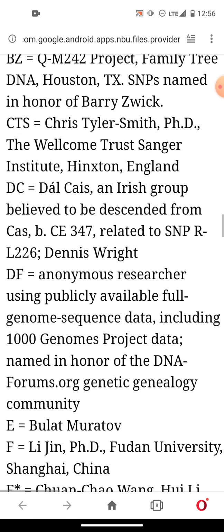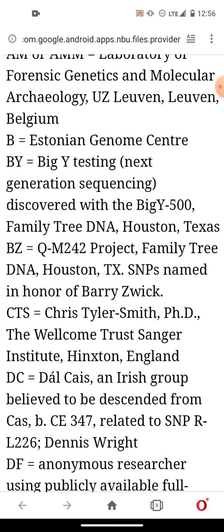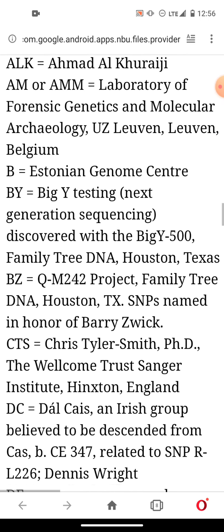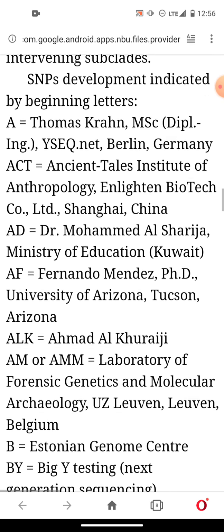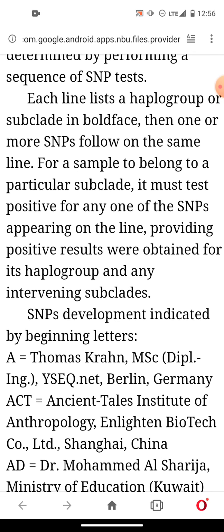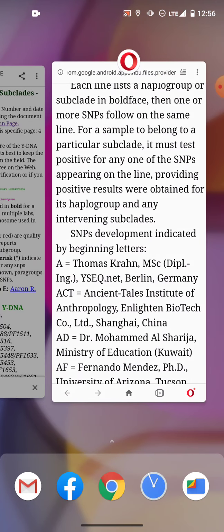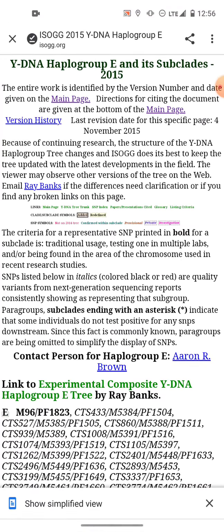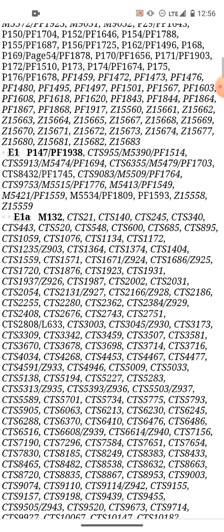So I continue to scroll up, and CTS is also another common lab, and we are almost done. Okay, we're done. So now we move on to the other page. This is dealing with the Y-DNA haplogroup of people. So all these are Abrahamic grouping of people.